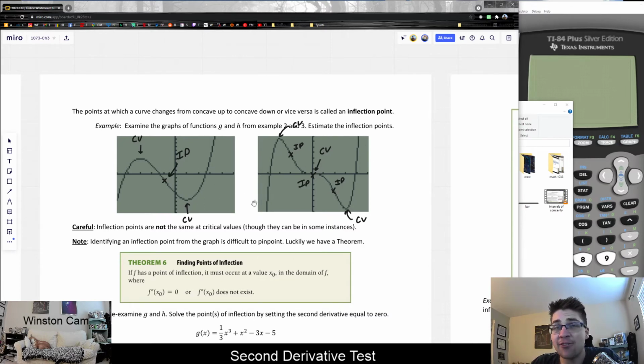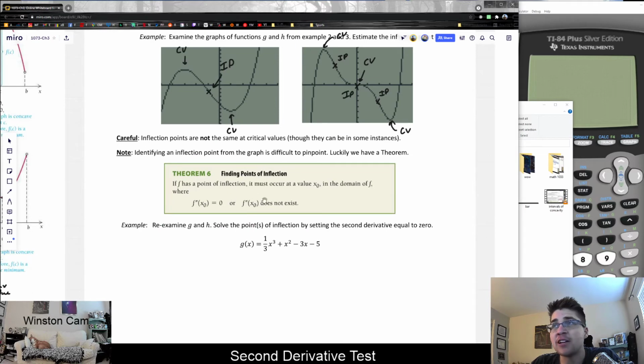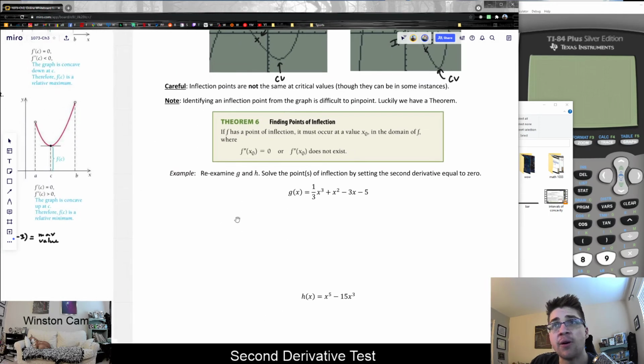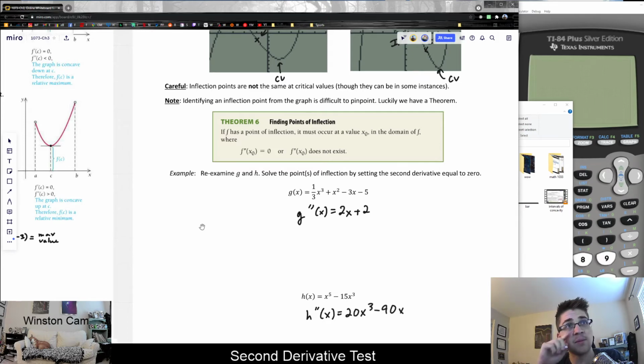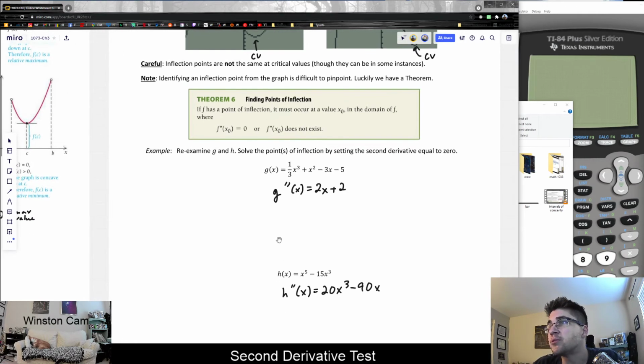And if you're finding that kind of hard, you can always find an inflection point in the same exact way as a critical value, except you're going to take the second derivative and set it equal to 0 instead. So let's go ahead and do that. And we've actually already found the second derivatives for each of these functions. G double prime of x was 2x plus 2. And h double prime of x was 20x cubed minus 90x. So refer back to the past couple videos if you want to double check that out.